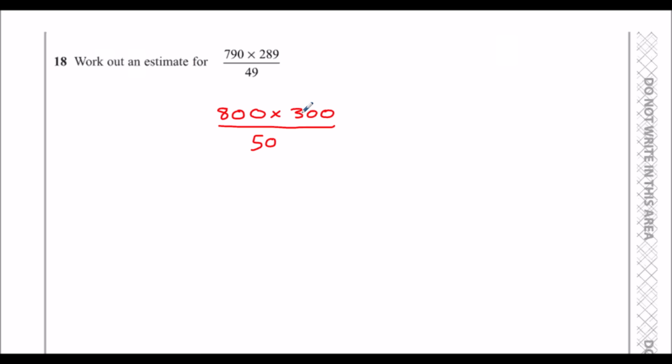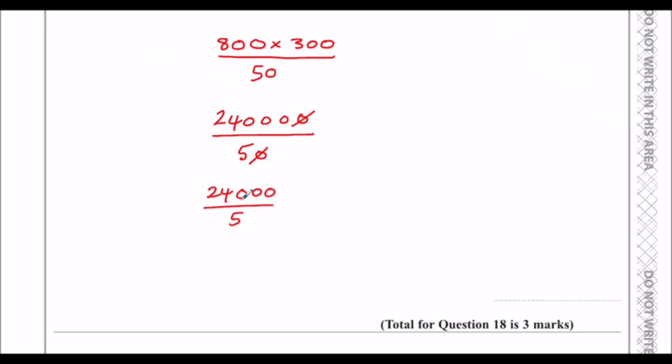So 8 threes are 24. And then we've got 1, 2, 3, 4 zeros. And that's divided by 50. Let's divide top and bottom by 10, which gives us 24,000 divided by 5. I'm going to double top and bottom, which will give me 48,000 divided by 10, which will give me 4,800.